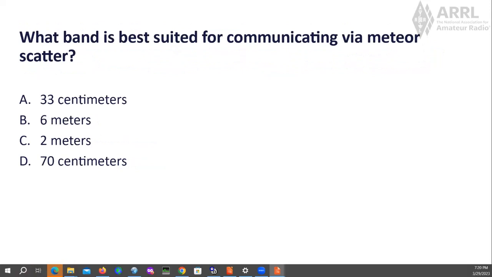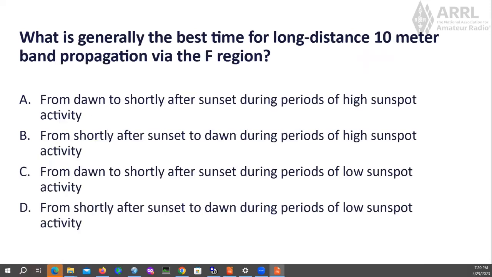What band is best suited for communicating via meteor scatter? That would be B, 6 meters. What is generally the best time for long distance 10-meter band propagation via the F region? And A would be from dawn to shortly after sunset during periods of high sunspot activity.